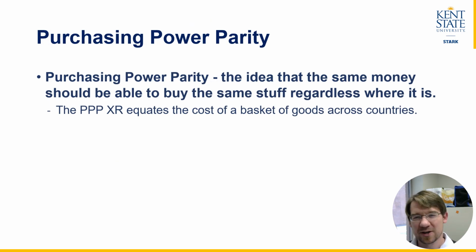So purchasing power parity is really based on this concept. That is, the same money should be able to buy the same stuff regardless of where it is. Right? So if I take my dollars and convert them to pounds and buy stuff in the UK, I should be able to get the same stuff as if I had just taken those original dollars and bought in the US.